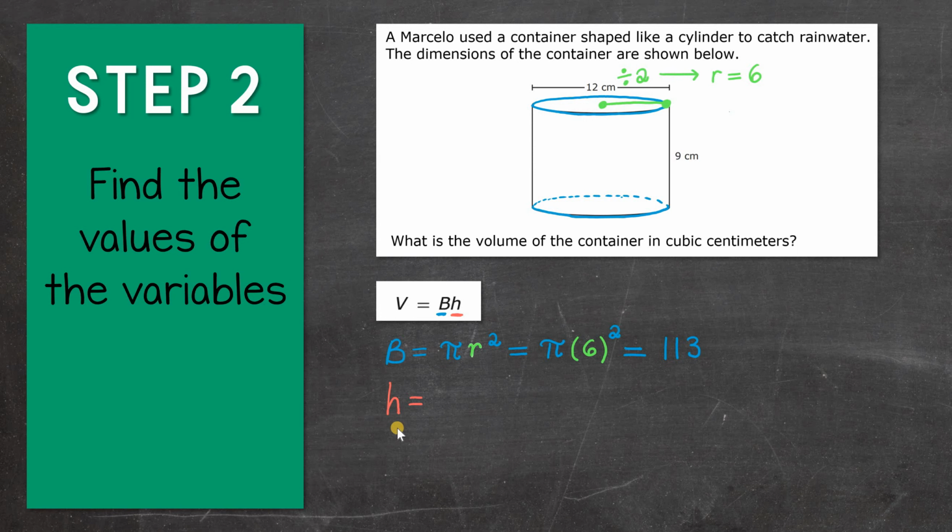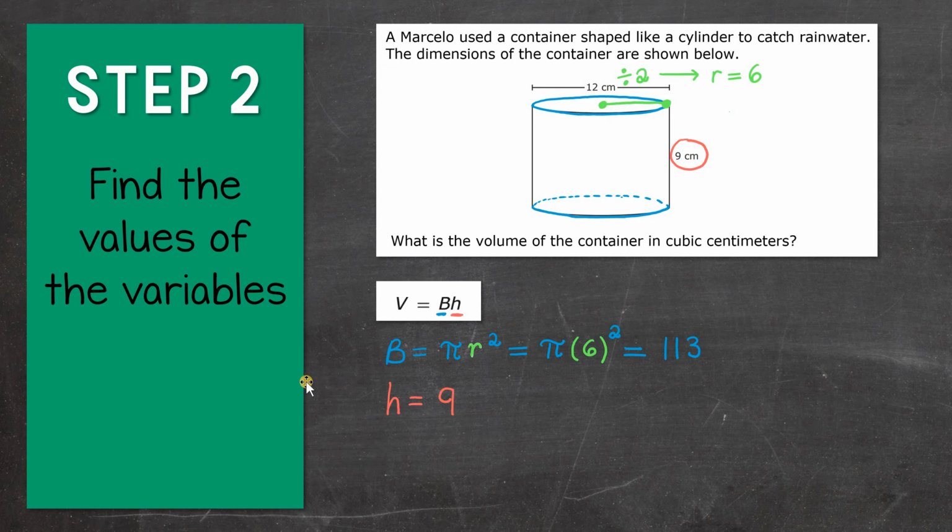Thankfully, the next one is lowercase, so h we should be able to find in the diagram. What does h represent? It's the height. So what is the height of this cylinder? It's 9. So remember, the height is the distance between the bases. So there we go, we have 9.